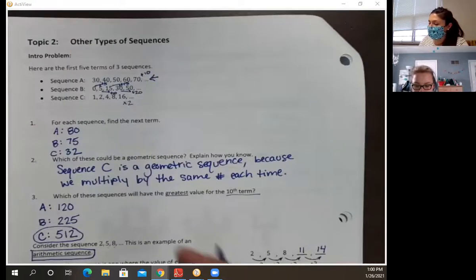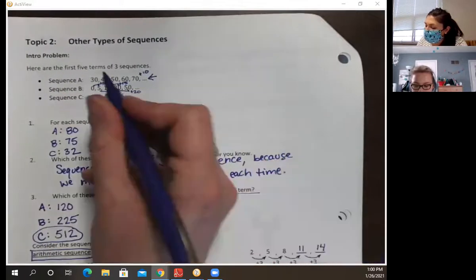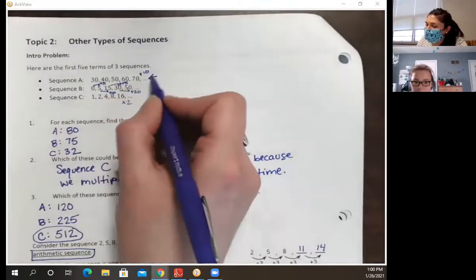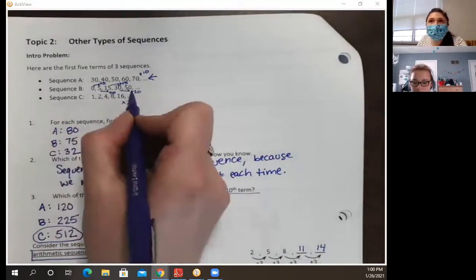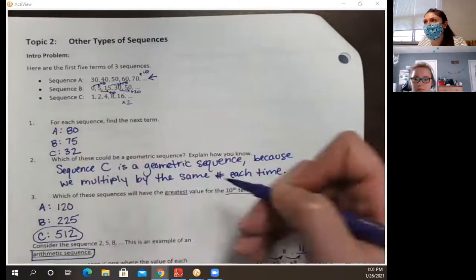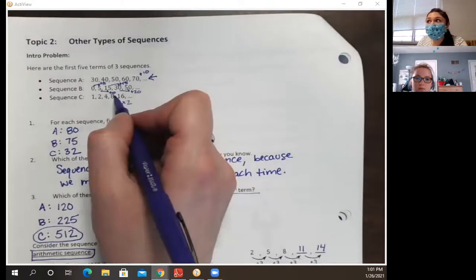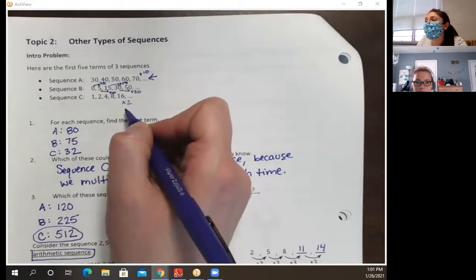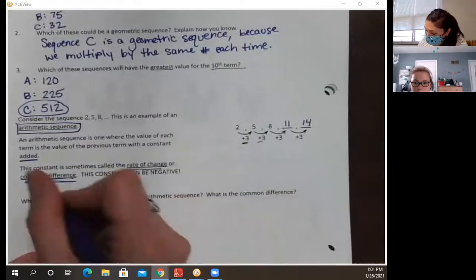So if we take a look at our sequences up here at the top of the page, we know sequence C was geometric. Sequence A, we're adding 10 each time. That's arithmetic. Sequence B would be neither. I don't multiply by the same number each time, so it's definitely not geometric. It's also not arithmetic. Even though I'm adding, since I don't add the same number each time, it's not arithmetic. Okay? Sequence A is, though, since we add 10 each time.